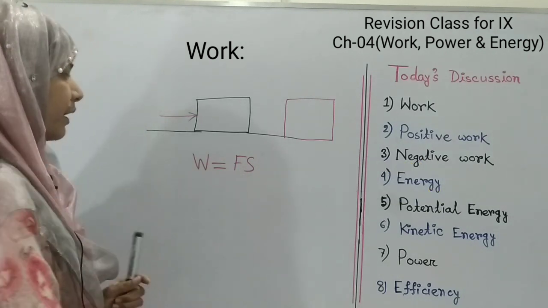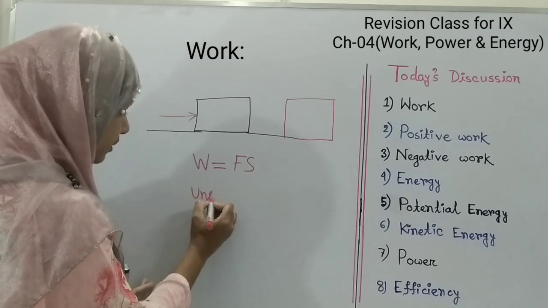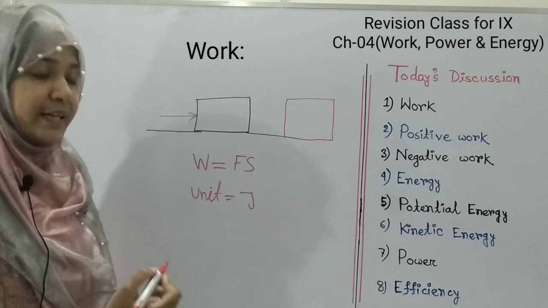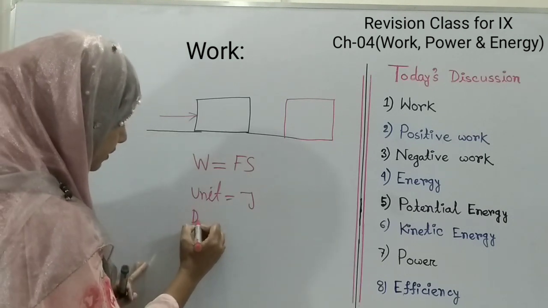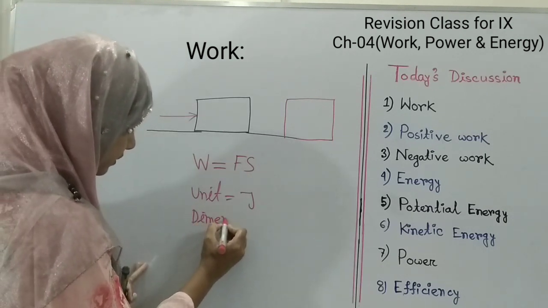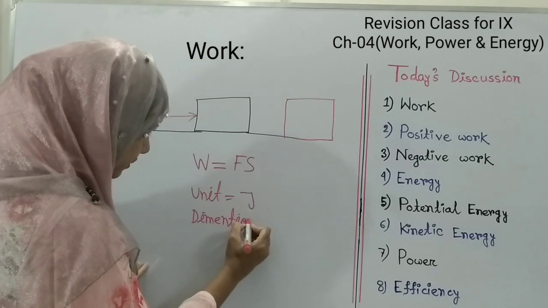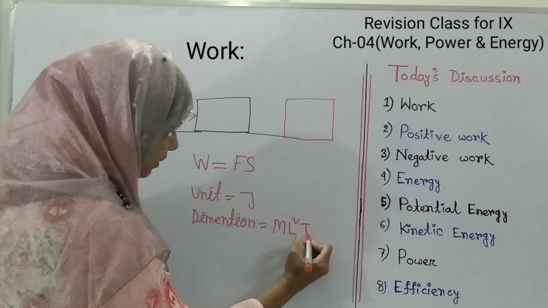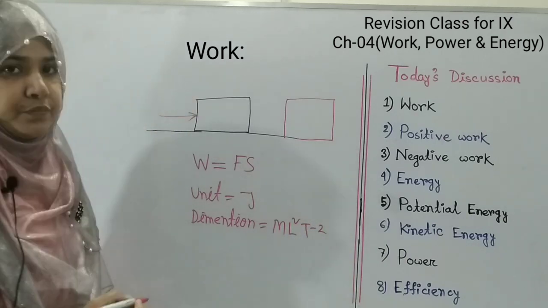The unit of work is joule, and the dimension is M L squared T to the power of minus 2.